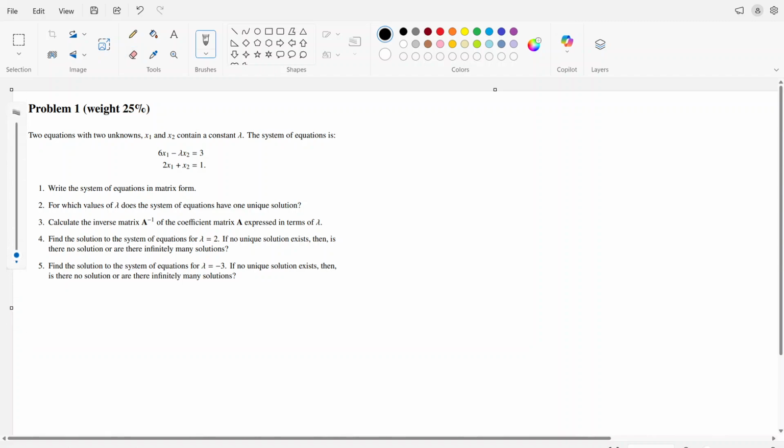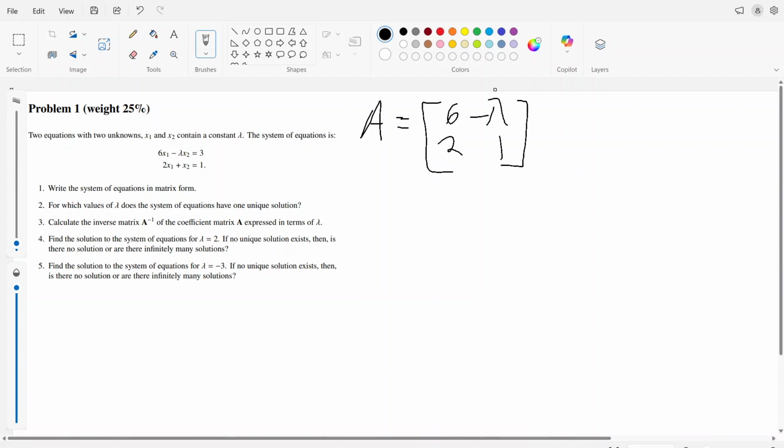Find the inverse matrix. I had a whole video on inverse matrices, so if we forget, we can go back to that. But for any matrix A, B, C, D, we remember that the inverse is 1 over the determinant, times the matrix where we swap the diagonal entries and negate the other two entries. So here our matrix is 6, 2, negative lambda, and 1. The determinant, as we discovered before, is 6 plus 2 lambda.